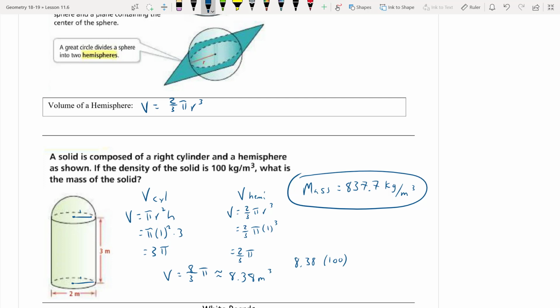So that is really it with spheres. It's just two formulas: 4/3 pi r cubed for volume and 4 pi r squared for the surface area, and then we have our hemisphere one. You just cut that 4/3 pi r cubed in half to get 2/3 pi r cubed.